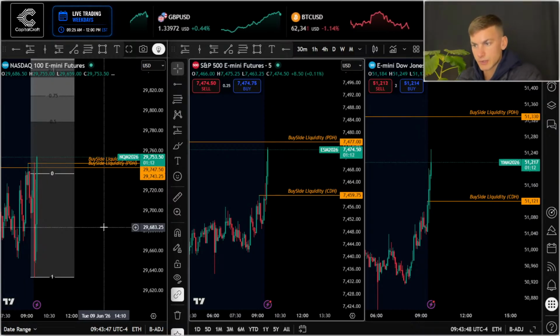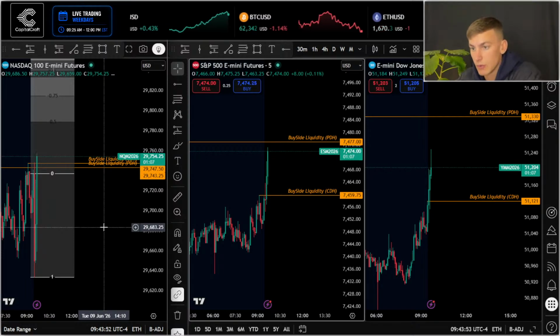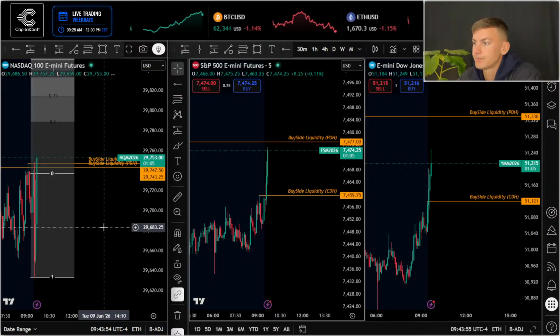So let's remain patient, see what happens. We have about 1 minute left on this particular 5-minute candle. Let's see what price unfolds.